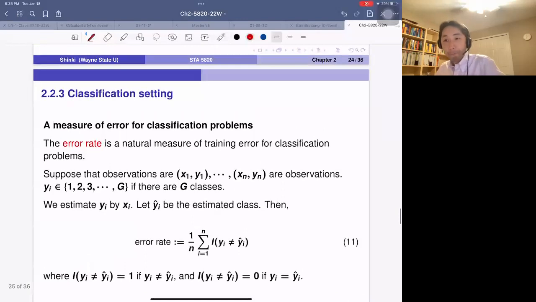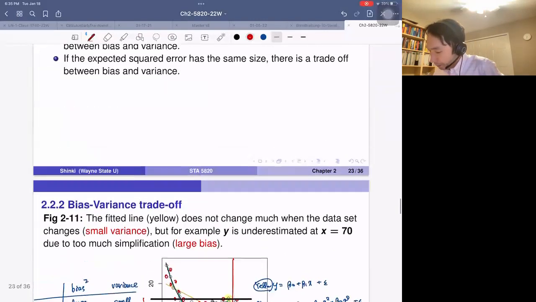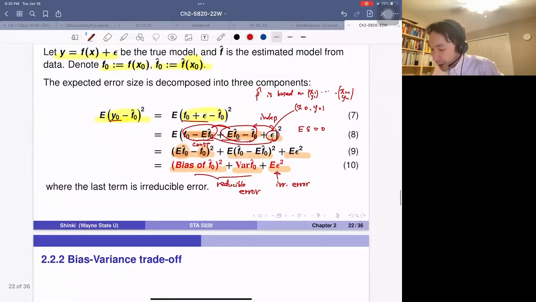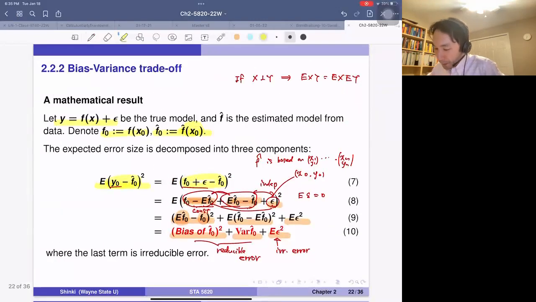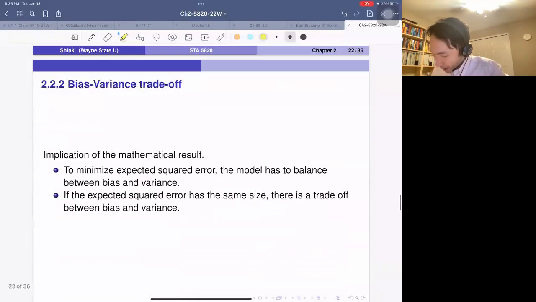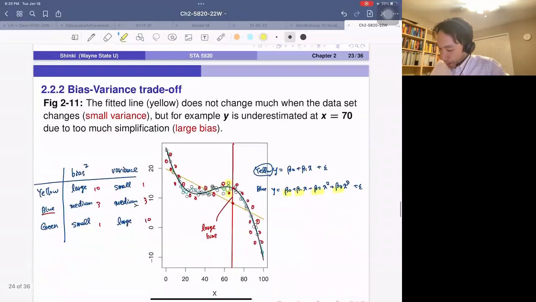Any questions? Sorry, I got a question. What's epsilon? Epsilon is the error size. So a statistical model always has error size, the intrinsic error, that is epsilon here. Sometimes I don't see the chat message, so you can speak up and ask questions.